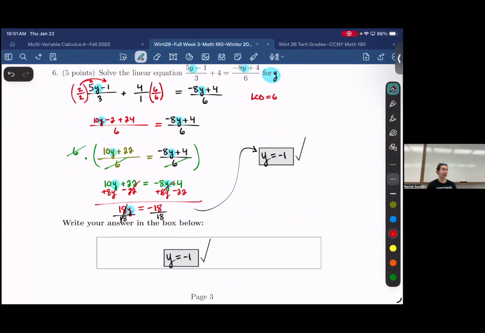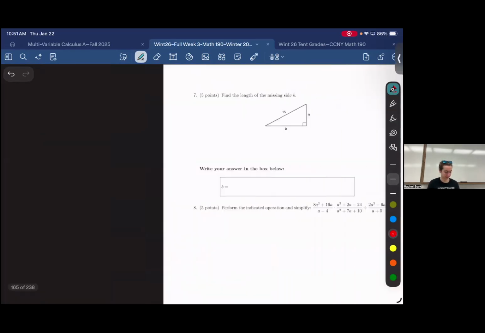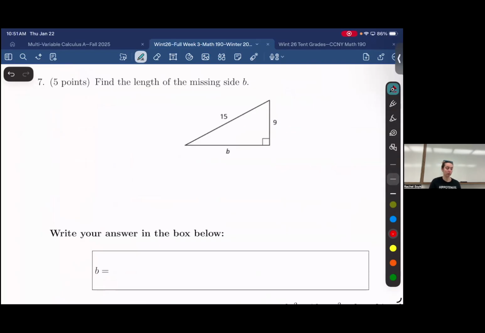So let's go ahead and move on to page 4, question 7, which is a Pythagorean theorem problem. We want to find the length of the missing side, which is side B. What's our Pythagorean theorem again? Exactly. A squared plus B squared is equal to C squared. The C is always going to be our hypotenuse. We'll just have our B be B here, and then we'll let our A be 9.